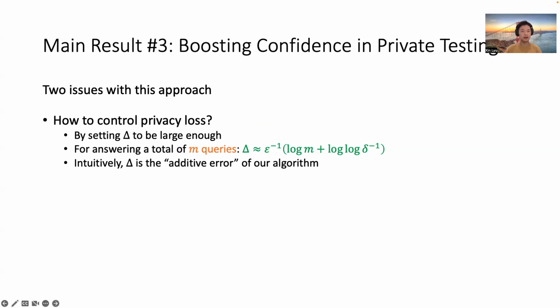Here, intuitively, delta is the additive error of our algorithm. Namely, by using our algorithm, we are able to distinguish between the case that fi is less than t minus delta from the case that fi is greater than t. But if fi lies in between t minus delta and t, our algorithm can output both outcomes, and in that case, we think of both outcomes as being valid.